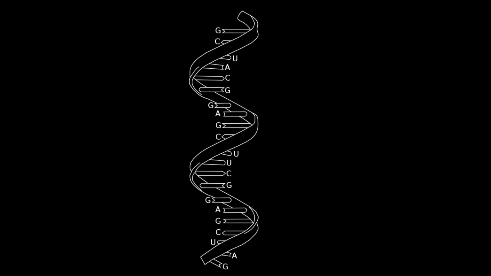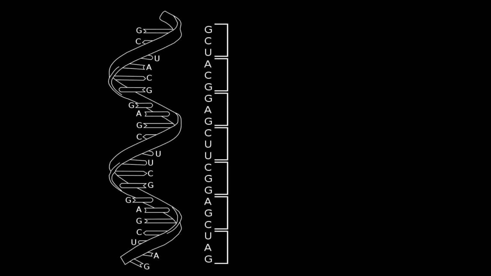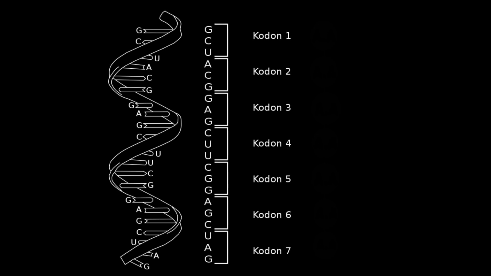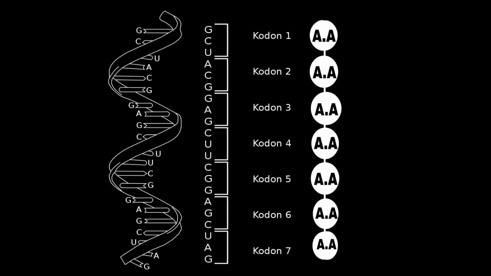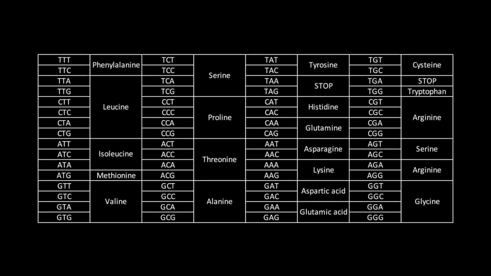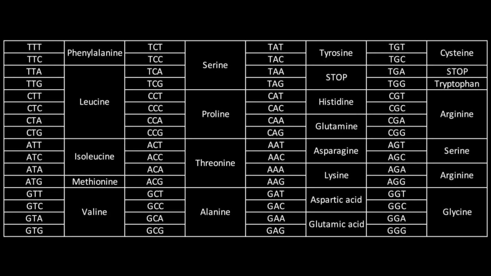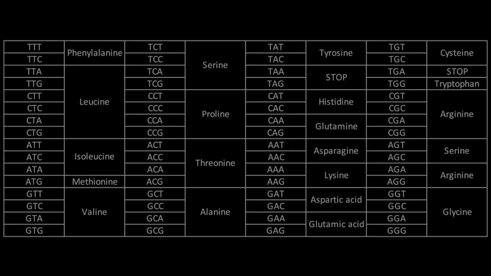The genetic code consists of specific sequences of 3 nucleotides called codons, which act as instructions for the production of specific amino acids. There are 64 possible codons, each representing one of the 20 amino acids found in proteins, as well as start and stop signals to control protein synthesis.